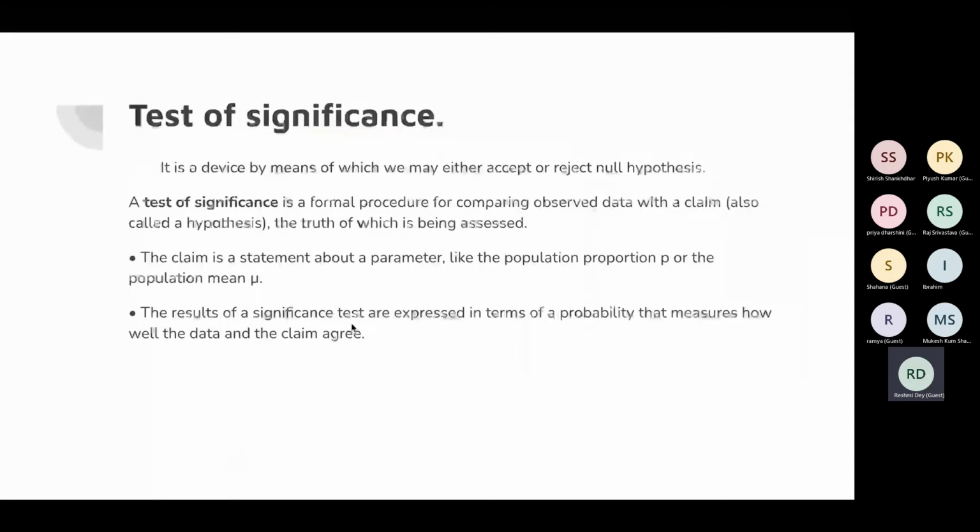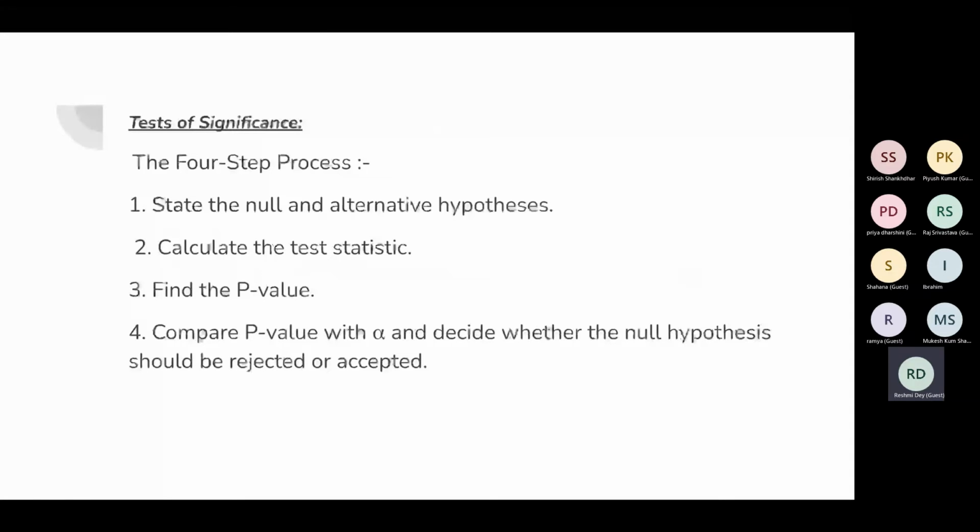And then the results of significance tests are expressed in terms of probability that measures how well the data or the claim agree. If our probability is greater than the significance level, then our test is accepted. That is, our null hypothesis is true. But if it is less, then we reject our null hypothesis. So these are the steps we need to follow to perform a test of significance, that is whether to accept our null hypothesis or reject the null hypothesis.